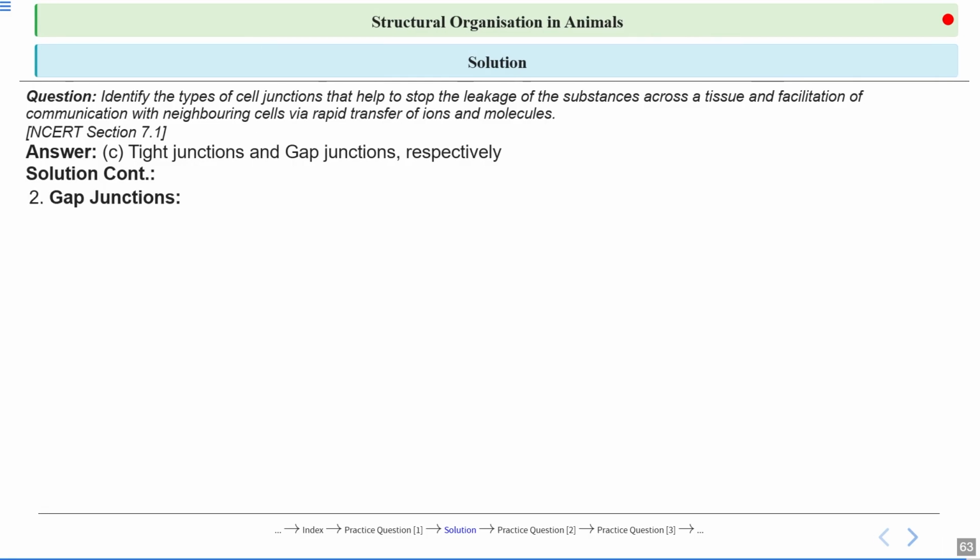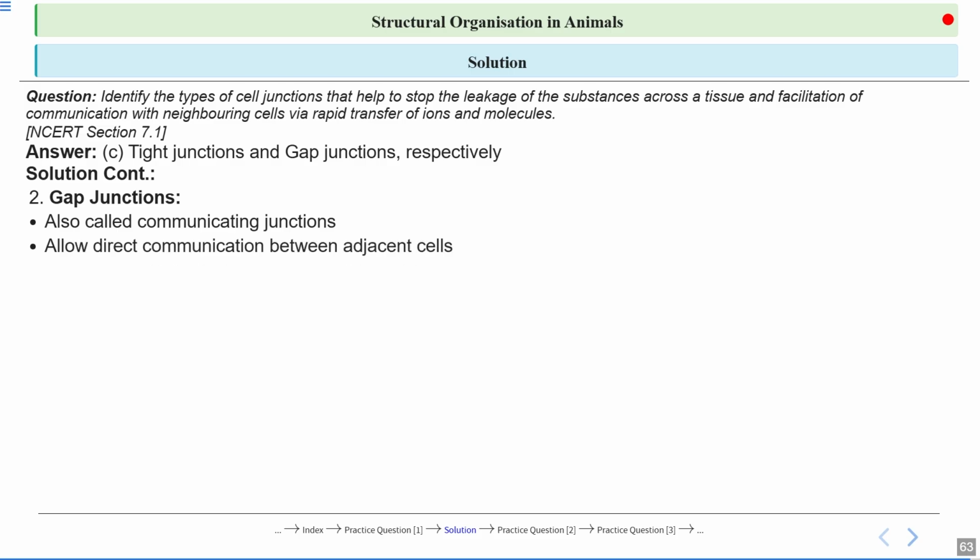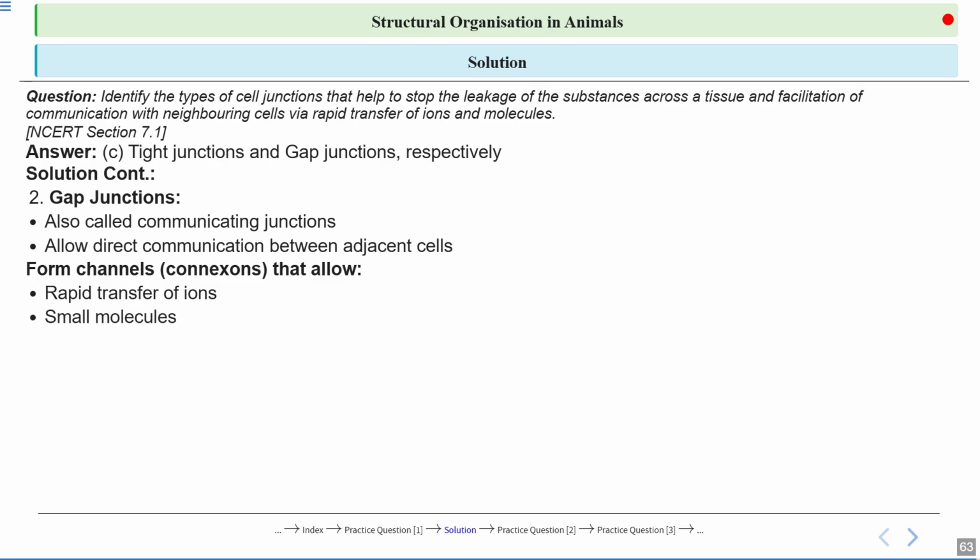Now, the second type of junction, gap junction. It is the communicating junction. Through this junction, substances can move from one cell to the other. They allow direct communication between adjacent cells, and they form channels, connexons, that allow rapid transfer of ions, small molecules, and some metabolites.